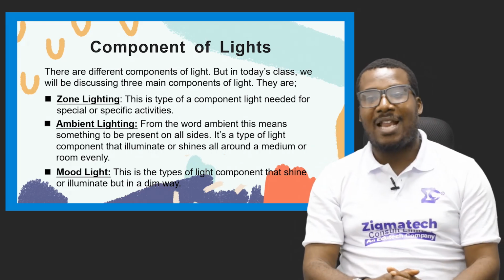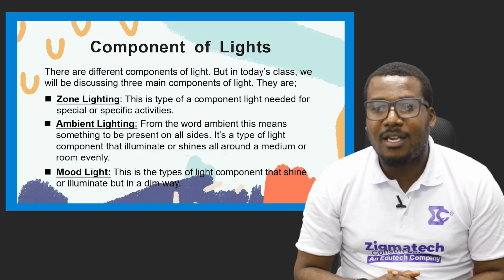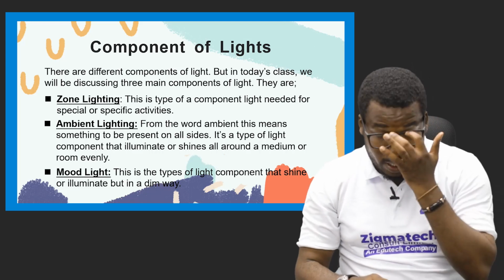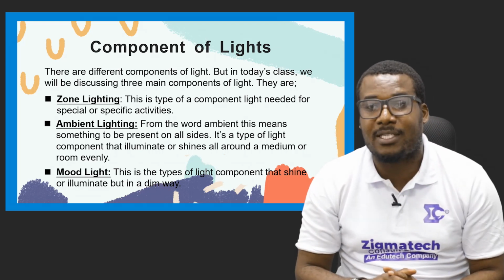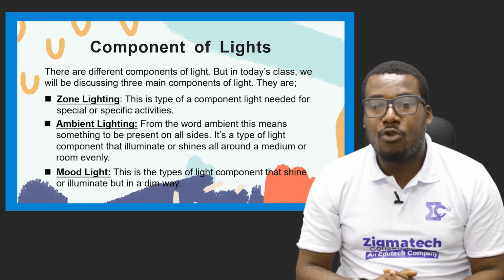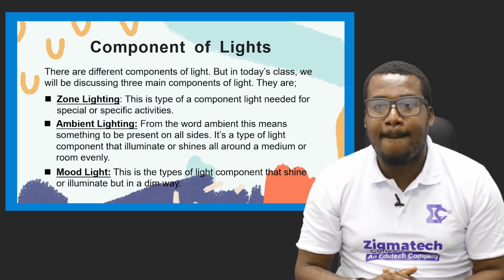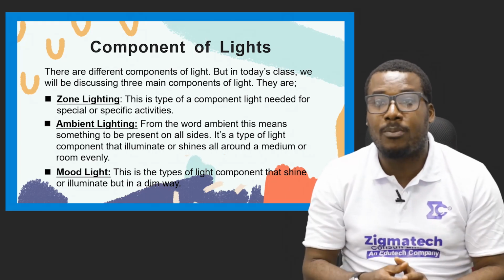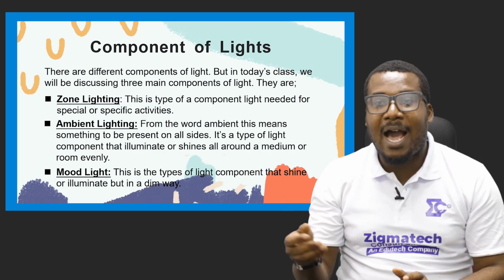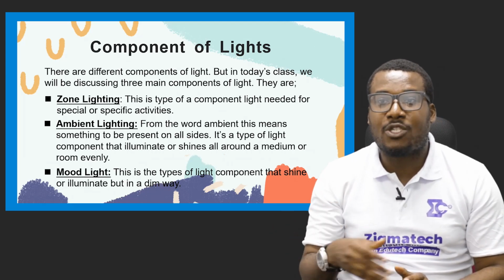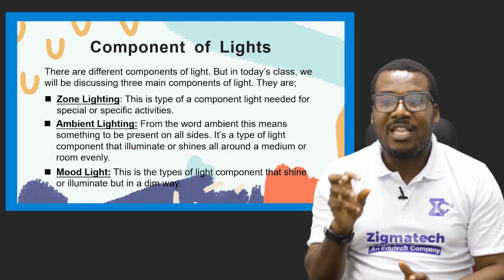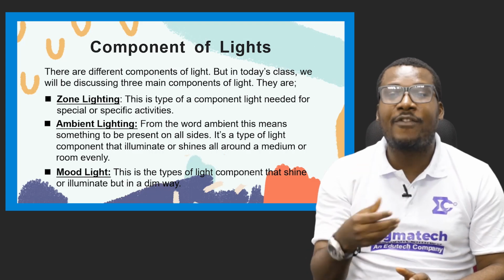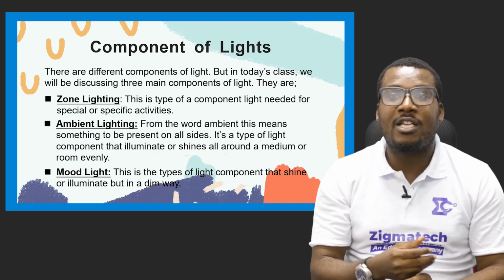Now let's see the mood lighting. The mood light is a type of light component that shines or illuminates but in a dim way. Now this is the one by which we can control the effects or the impact it gives. Mood light, you can see it, for example, in the ones we have in our rooms, or even in the bars, or we know about the disco halls. There are different kinds of lighting. They illuminate or radiate different kinds of lights in different ways by which they depict mood.